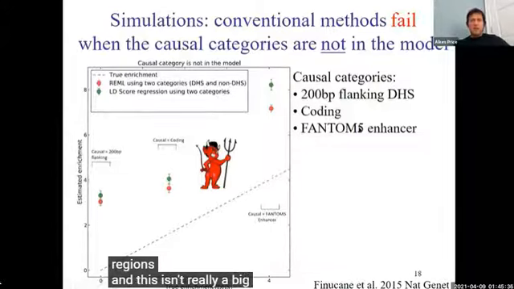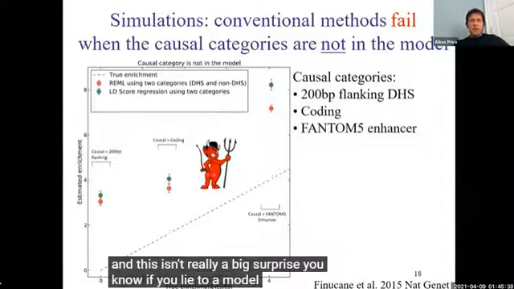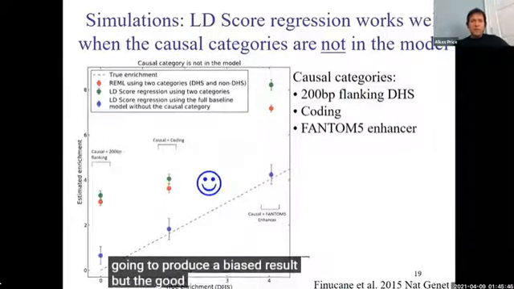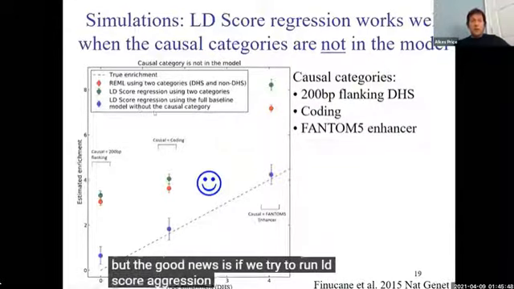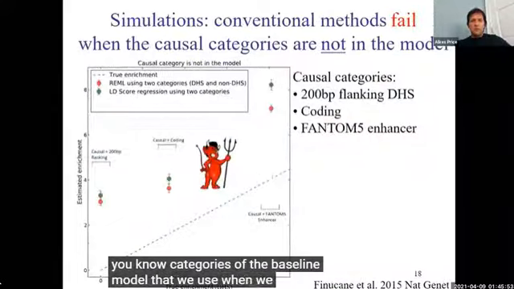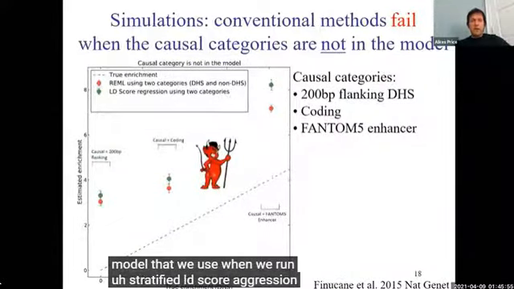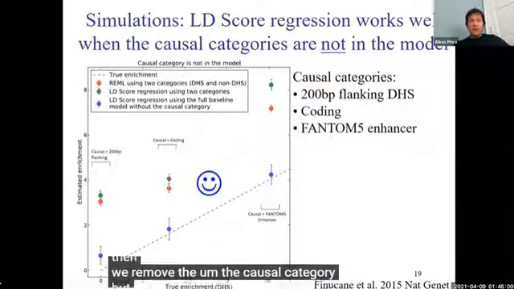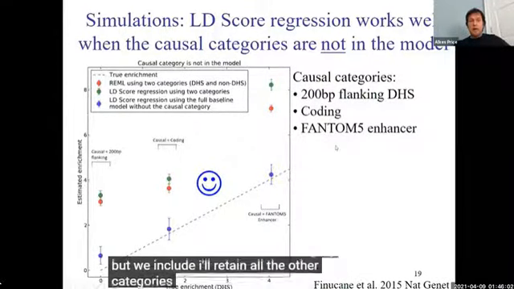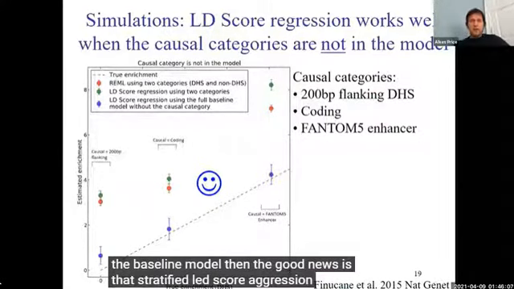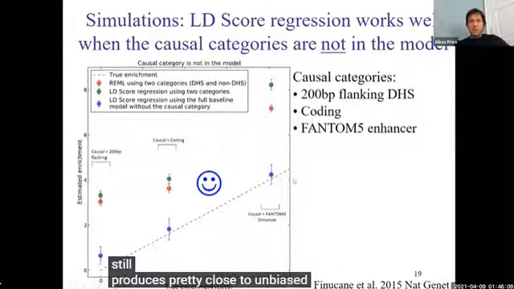And this isn't really a big surprise. If you lie to a model about what the truth is, and then the model tries to do inference without knowing the full truth, it's probably going to produce a biased result. But the good news is, if we run LD score regression and include all these categories of the baseline model that we use when we run stratified LD score regression, and then we remove the causal category but retain all the other categories in the baseline model, then stratified LD score regression still produces pretty close to unbiased estimates.